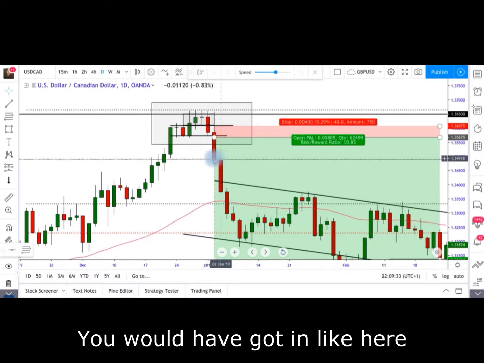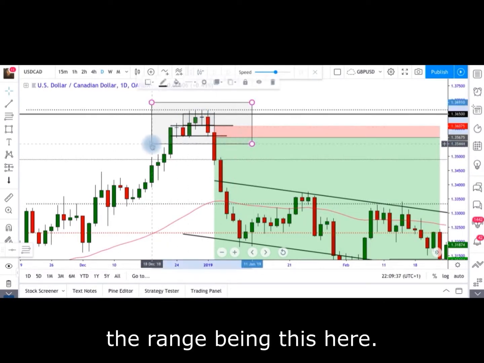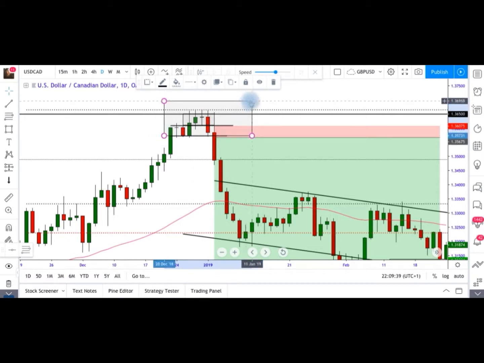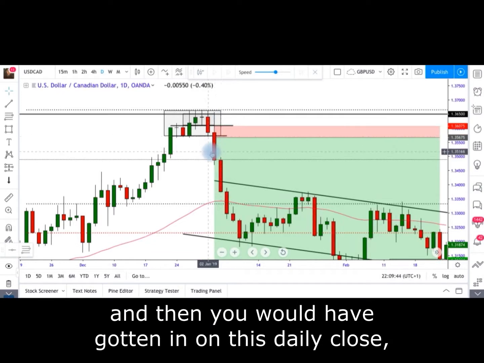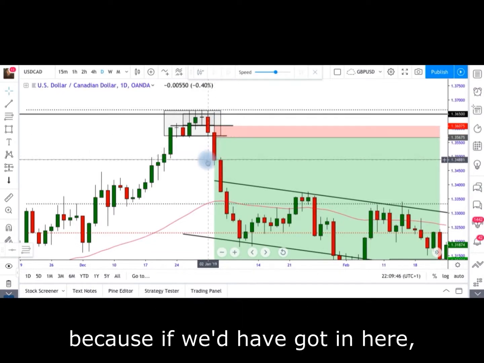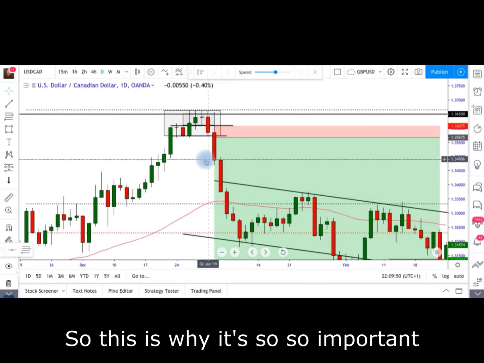You would have got in like here on the daily close of this range, the range being this here. So you would have waited for a break below it, and then got in on this daily close. Now that's just not good enough, because if we'd got in here, our stop losses would have been huge. So this is why it's so important.